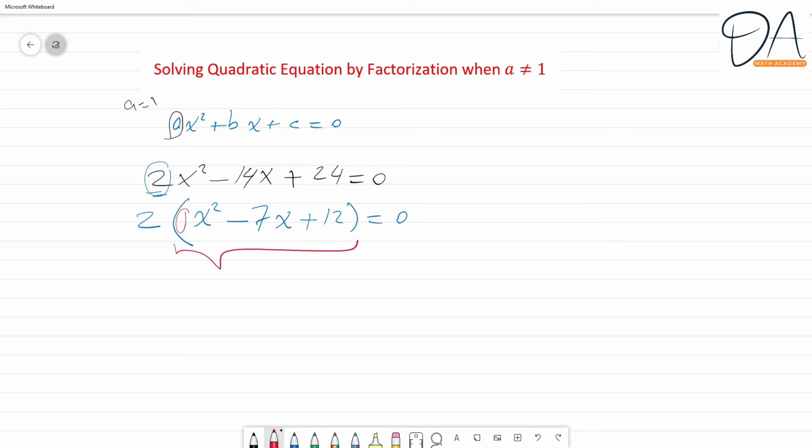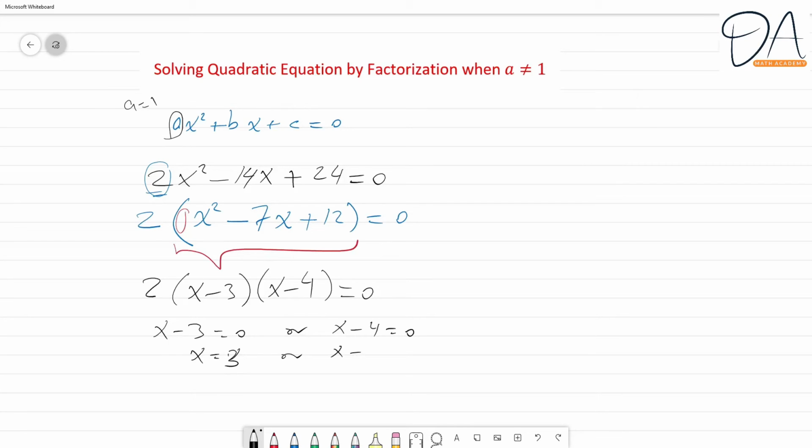Now what we have here is a quadratic with leading coefficient of 1. So we can use the technique that we learned in the previous video to factorize this one. And if you're not familiar with how to factorize a quadratic when the leading coefficient is 1, please check the previous video on the channel to see how to do this. If you follow that technique, actually this is one of the examples in the video, you will see that this can be written as x minus 3 times x minus 4 equals 0. And so the solution to this quadratic is simply either x minus 3 equals 0 or x minus 4 equals 0, or in other words, x is 3 or x is 4.